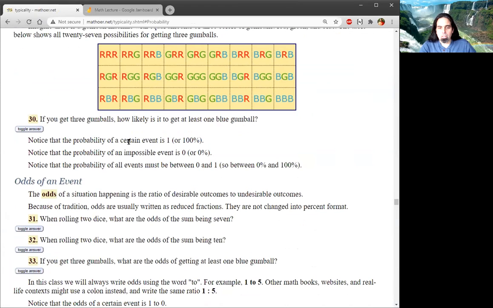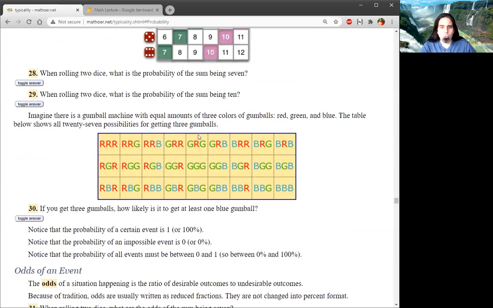Notice that the probability of an event that is certain to happen is 100% or 1. The numerator and denominator of the fraction will be the same. If an event is impossible, the probability is 0. The numerator on top of the fraction is 0. And for anything, it must be between 0 and 1, between 0% and 100%.